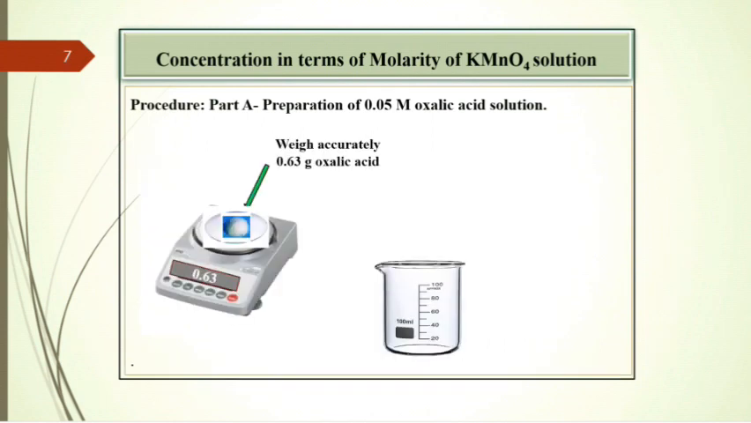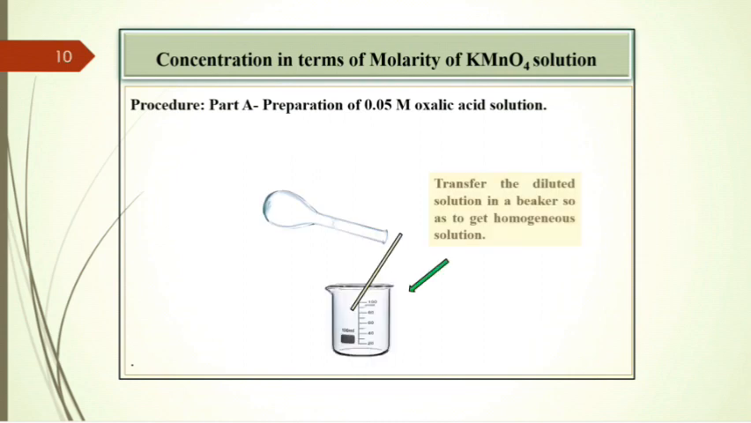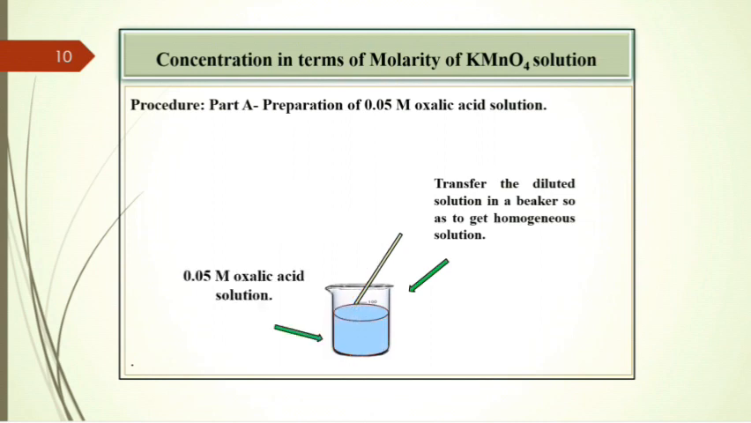Weigh accurately 0.63 gram of oxalic acid and then transfer it into a beaker. Wash the watch glass with distilled water, collect all the washings and then stir it well. Now transfer this solution into a 100 ml volumetric flask and dilute it up to the mark using distilled water. Then transfer the diluted solution into a beaker so as to get a homogeneous solution. So this is 0.05 molar oxalic acid solution.